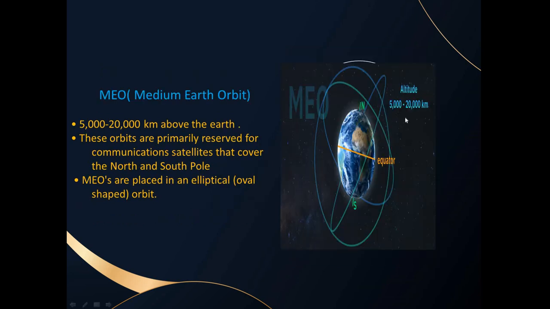MEO, medium Earth orbit. It is 5,000 to 20,000 km above the Earth. These orbits are primarily reserved for communication satellites that cover the north and south pole. MEOs are placed in an elliptical, that is oval shaped orbit.